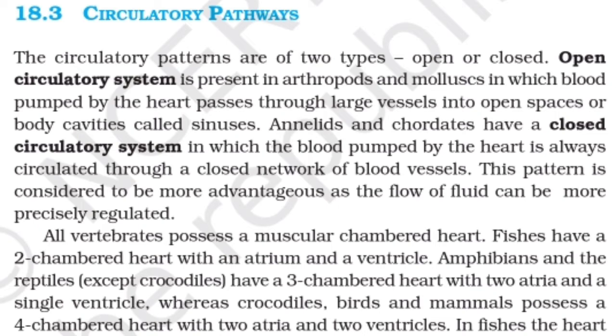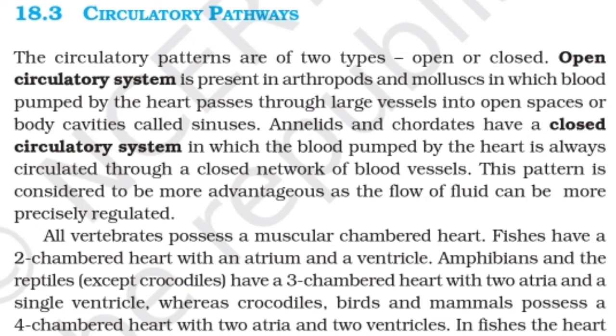All vertebrates possess a muscular chambered heart. Fishes have a two-chambered heart with an atrium and a ventricle. Amphibians and reptiles (except crocodile) have a three-chambered heart with two atria and a single ventricle, whereas a crocodile, birds and mammals possess a four-chambered heart with two atria and two ventricles.